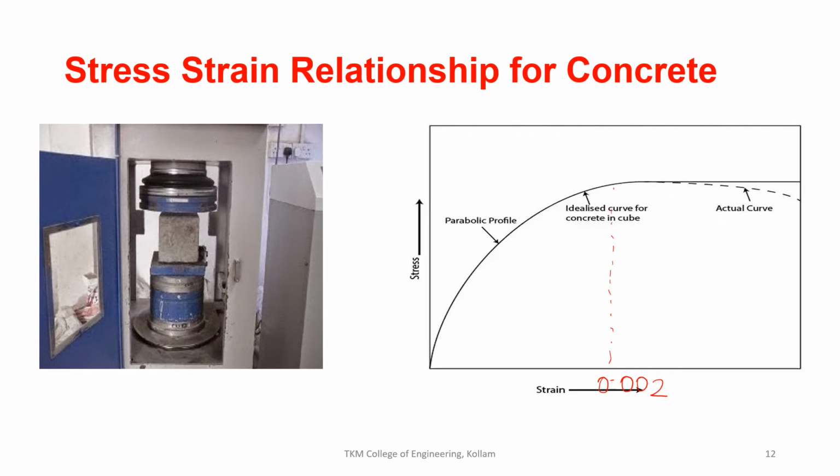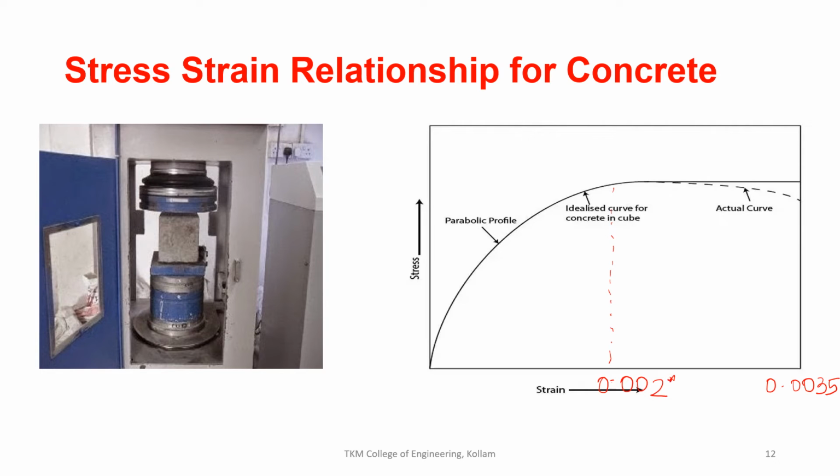There is no further increase or decrease in the stress. We will consider that the stress variation is parabolic up to 0.002 strain, and after that it is linear, and the concrete will fail at a strain of 0.0035. Sorry, 0.0035. So this is very important.